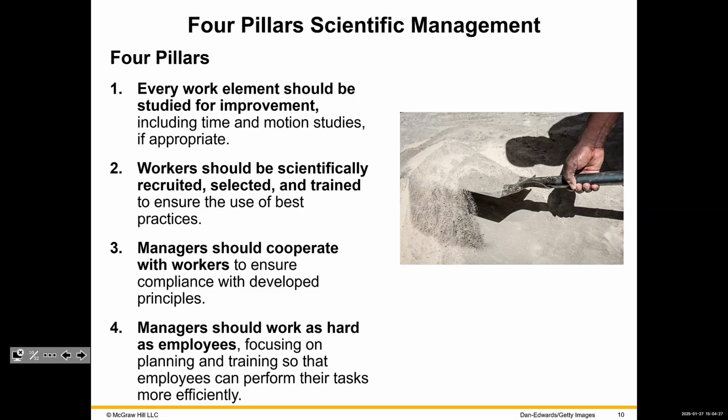So there are 4 pillars of scientific management. I would highly recommend that you make sure these are in your notes, because every work element should be studied for improvement. And then we have continuous improvement here. And in management, what do we call that? Continuous improvement.